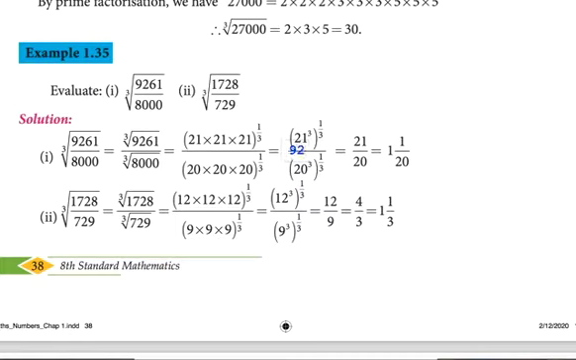8000 is pretty straightforward, you can easily compute. This one is quite difficult, right?